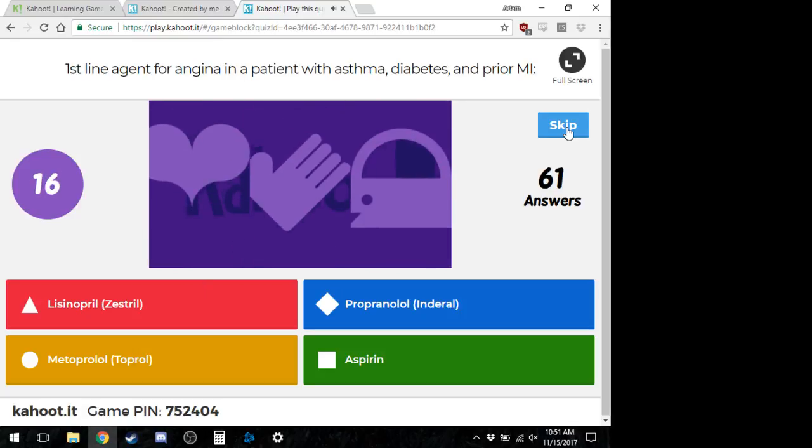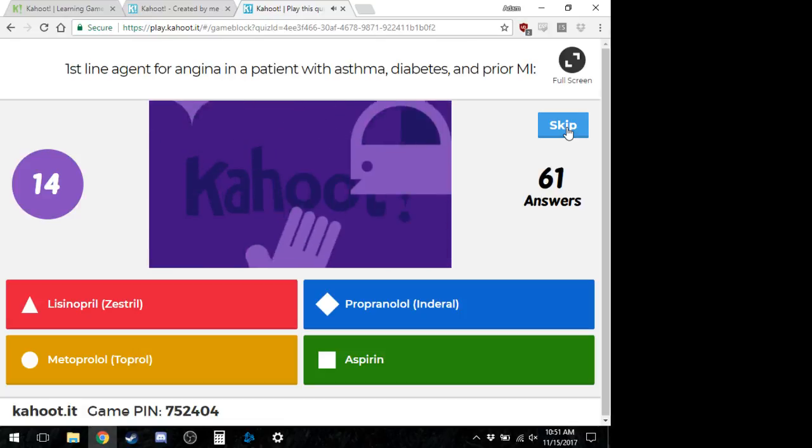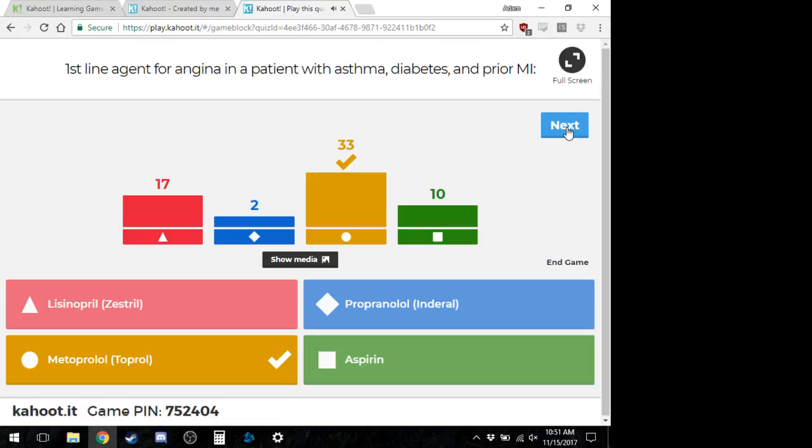Our Inderal friend came back. Interesting, got a wide spread here. Okay, so why is propranolol not correct? Non-cardioselective. They have asthma. You don't want to do that, right? So we don't want to do that one.